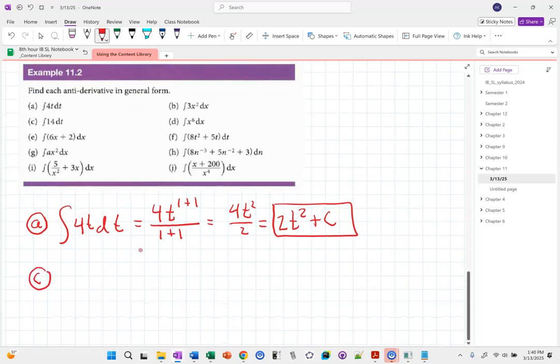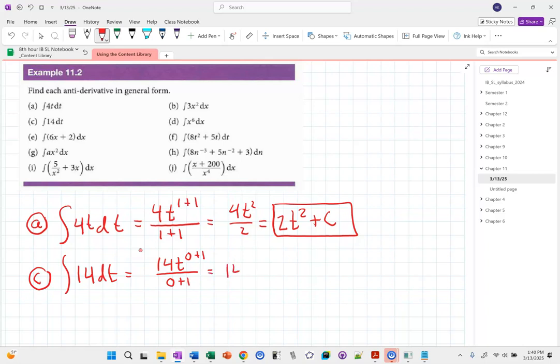I'll do c. So here's the antiderivative of 14. That's really 14t to the 0, right? So I have 14 times t to the 0 plus 1 over 0 plus 1, or just 14t, and then I have to tack my plus c on at the end. Everybody feel good still? Yep.